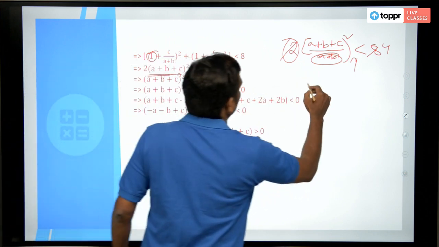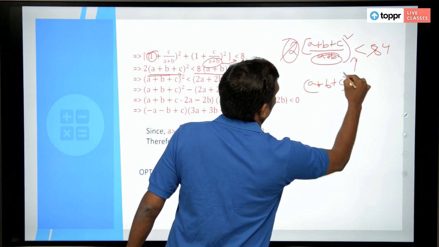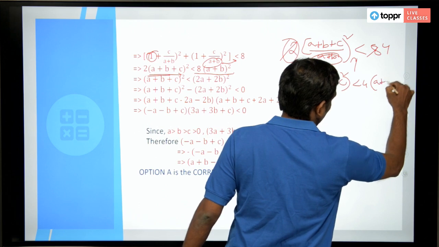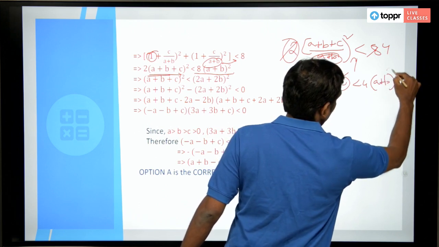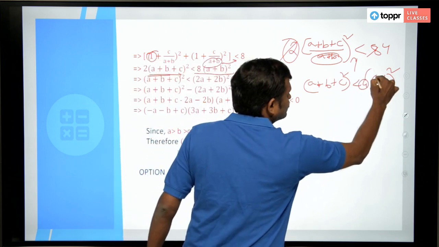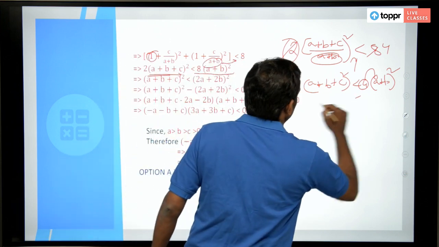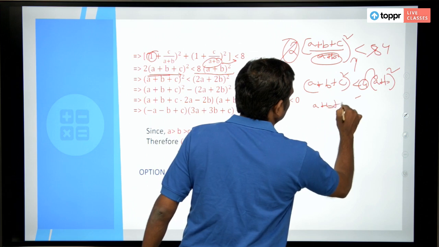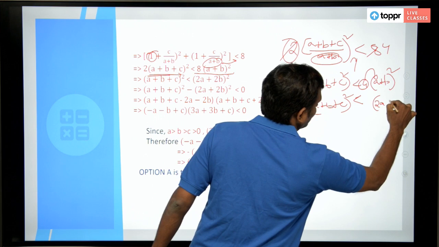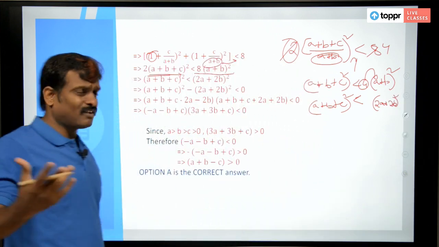So what happened here, now I have (a plus b plus c) whole square is less than 4 times (a plus b) whole square. Now what can I write this? This 4 I can send inside, because 2 square is 4. So this can be simply written as (a plus b plus c) whole square is less than (2a plus 2b) whole square. Why are we writing that?